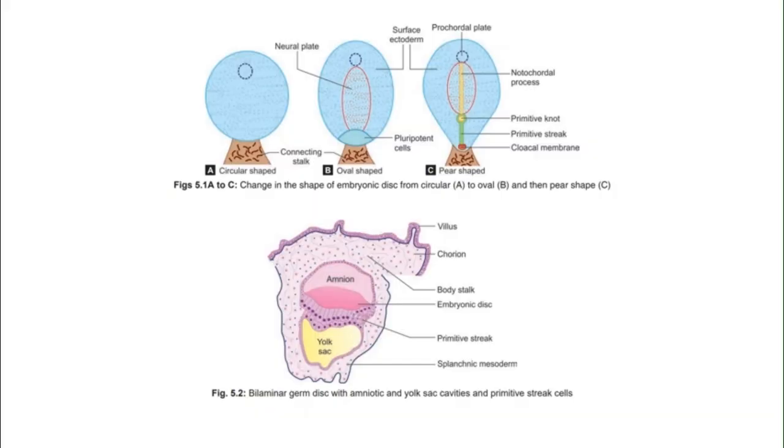So in this picture, you can see the shape of the embryonic disc changes from circular, then oval, and finally becomes pear shaped. And inside, you can see this is the procaudal plate and this is the primitive streak. So if you look into the introduction of notochord, it is a midline structure that lies from the cranial end of the primitive streak to the caudal end of the procaudal plate. It also replaces the mesoderm and lies between the ectoderm and endoderm.